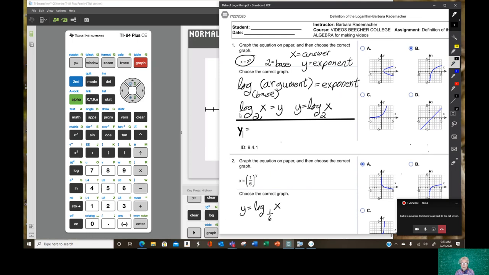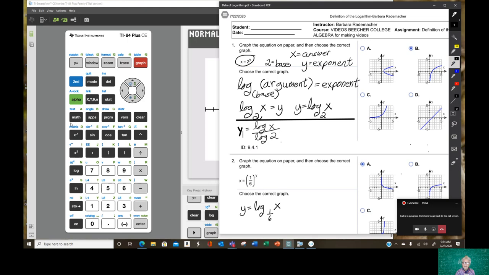Now, this is y equals log base 2 of x, right? I'm going to use something called the change of base formula, because not everybody has log base. So let's do this. This is called the change of base formula. I take the log of x divided by the log of 2. Okay, easy to do.